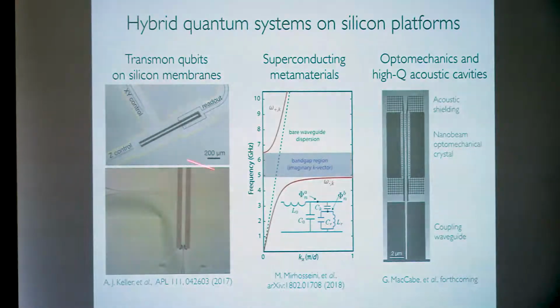We can make superconducting qubits on silicon membranes. We can pattern lumped element circuits with e-beam lithography to realize band gap structures to which we can couple these qubits. And we can also couple qubits to very high quality mechanical resonators. Pictured here is a mechanical resonator in an acoustic band gap. It's a 5 gigahertz resonance, and it has a quality factor of about 50 billion, which is astounding. You can imagine the possibilities if we were able to actually interface superconducting qubits with mechanical resonances of that high quality factor.